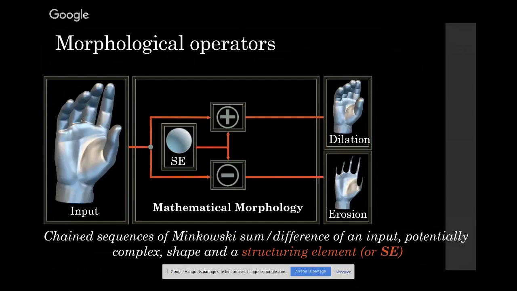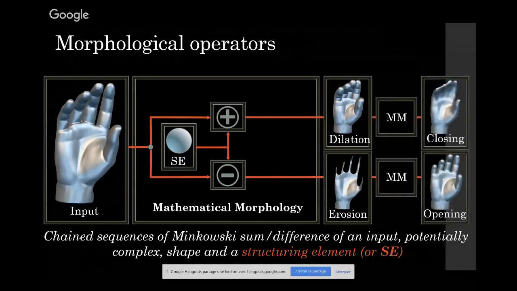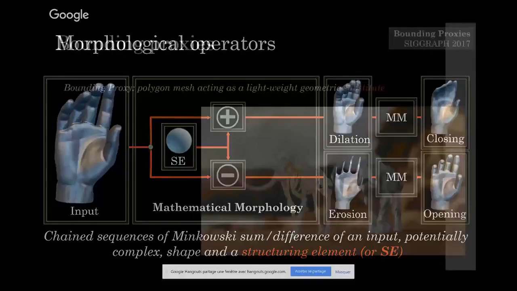If you now use the opposite, the inverse operator, the Minkowski subtraction, you're going to carve the geometry with the structuring element at every point of the input and get this eroded geometry. Now, when you start chaining these operators, you construct more complex shape alterations, like closings at the top, when you apply first dilation, then an erosion, or opening at the bottom. So these are the basic operators we based our work on.